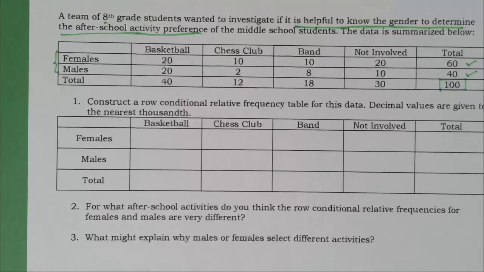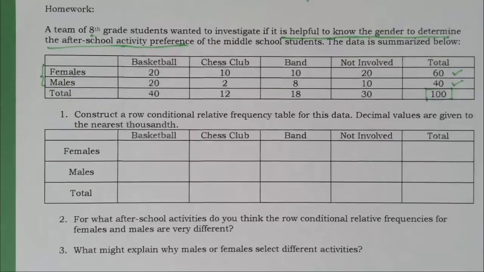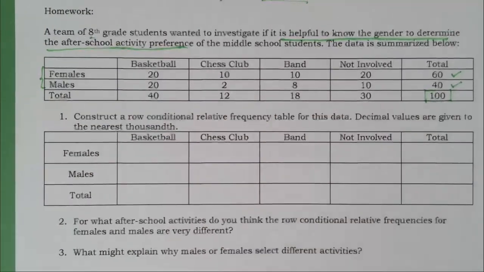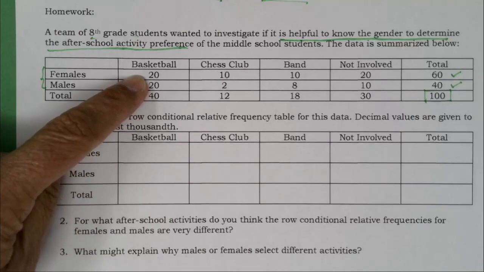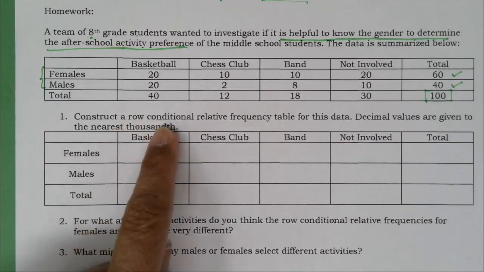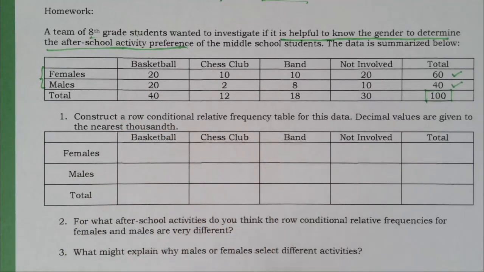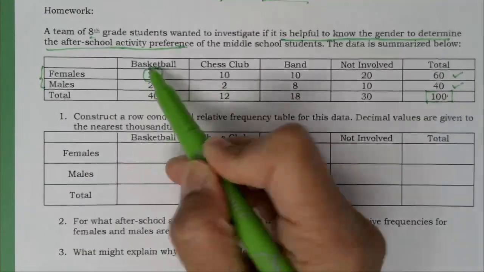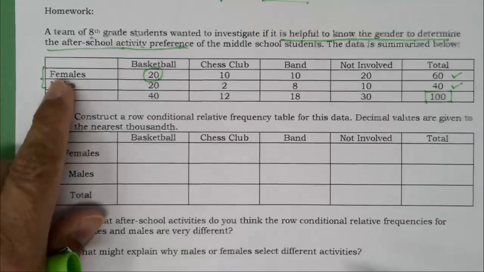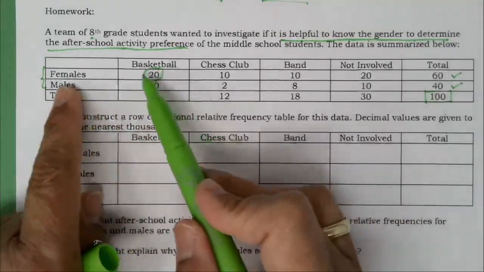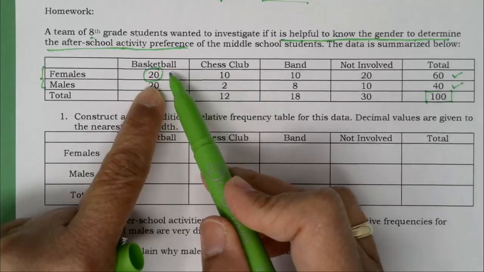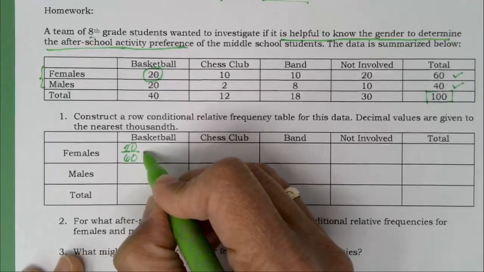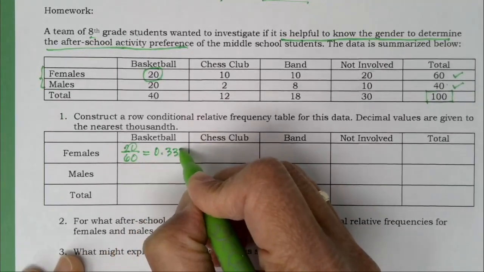All right. Now, in order for us to find out if there's an association between the gender and the choices for the after-school program, we need to convert these raw frequencies to what we call the row conditional relative frequency. And how do we do that? We divide the raw frequency. For females, 20 chose basketball, and we divide 20 by 60. And that gives us about 333 thousandths.